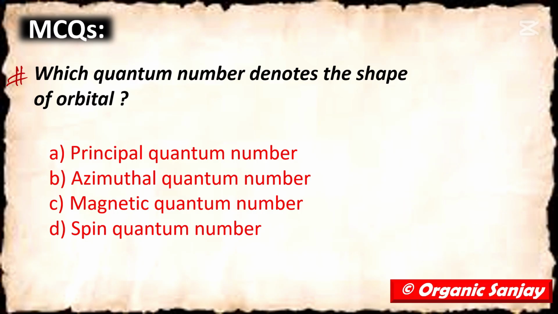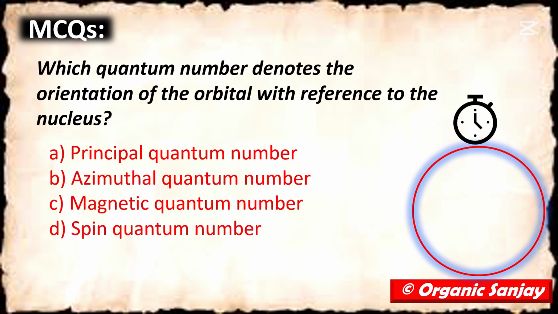And yes, the right answer is again azimuthal quantum number. It denotes the shape of the orbital, whether it is spherical or dumbbell shaped. So that is denoted by azimuthal quantum number. Next question, which quantum number denotes the orientation of the orbital with reference to the nucleus?